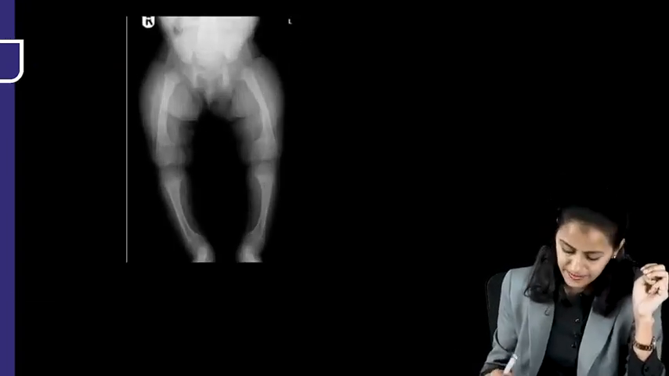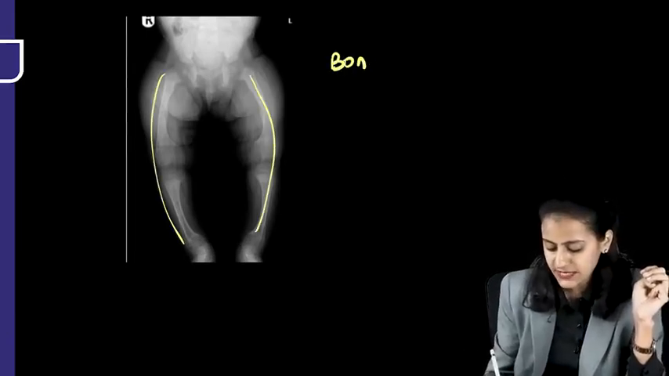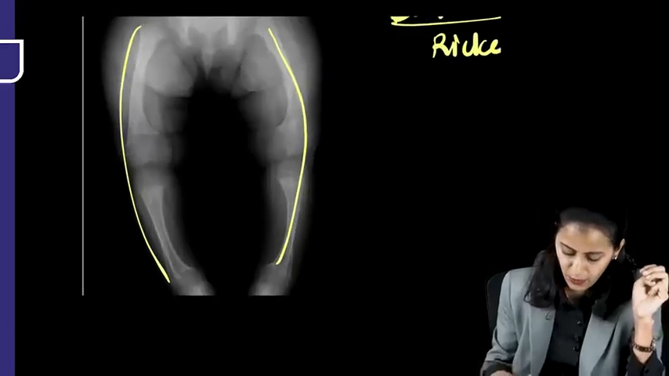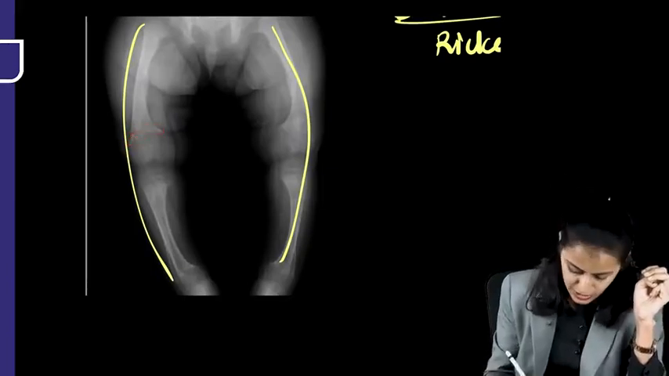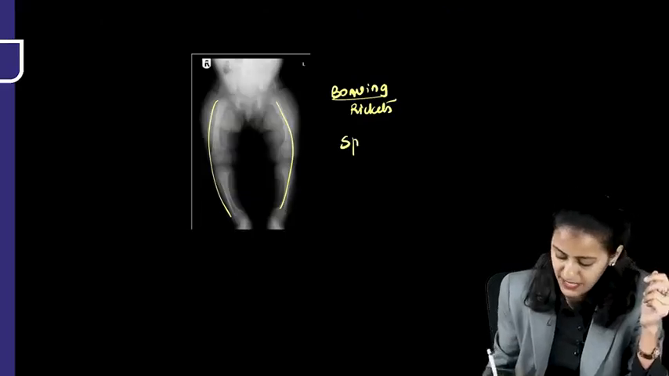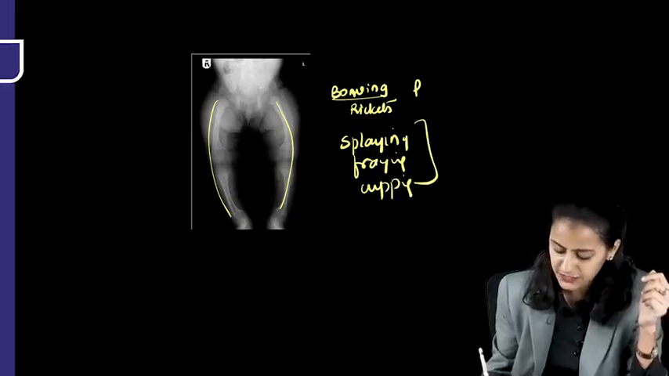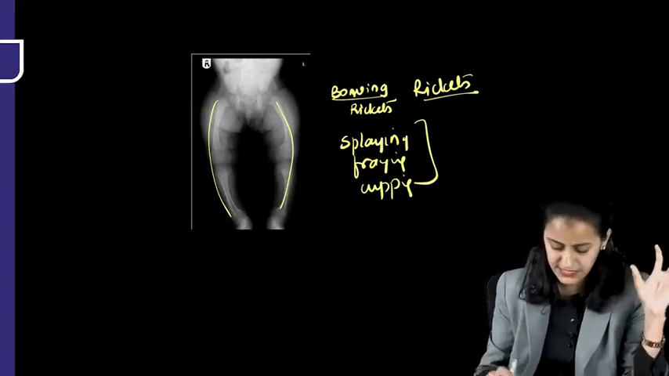What do you see here? So here we see the bowing of the legs. Genu varum, that is the bowing of the legs, that is a feature of rickets. What else do we see here? Look at the irregular margin. Look at the splaying, the widening of the bone. So we have splaying, right? There is fraying and there is cupping. All these are features of rickets that we are seeing here.